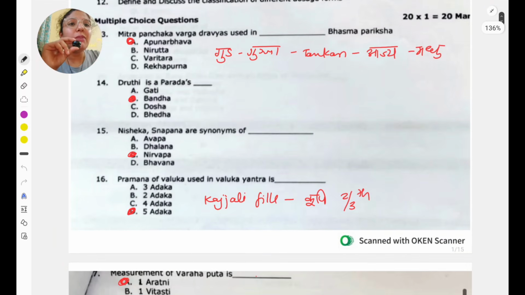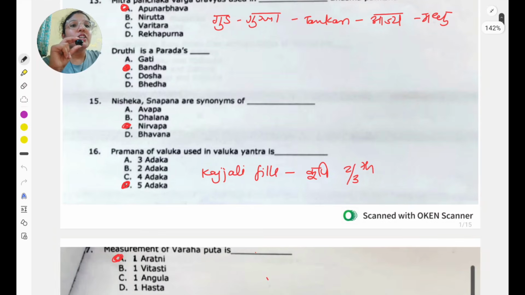First question: Mitra Panchaka Varga Dravya is used in? Mitra Panchaka are five drugs: Guda, Gunja, Tankana, Ajya and Madhu, and these are used for Bhasma Pariksha, for Apunarbhava Bhasma Pariksha. So the first important thing I will say to you is to go through the Bhasma Pariksha. What are the Bhasma Pariksha? What is used in them? Some specific Bhasma Pariksha colors are there for each drug. That question can come in the paper, so it is important.